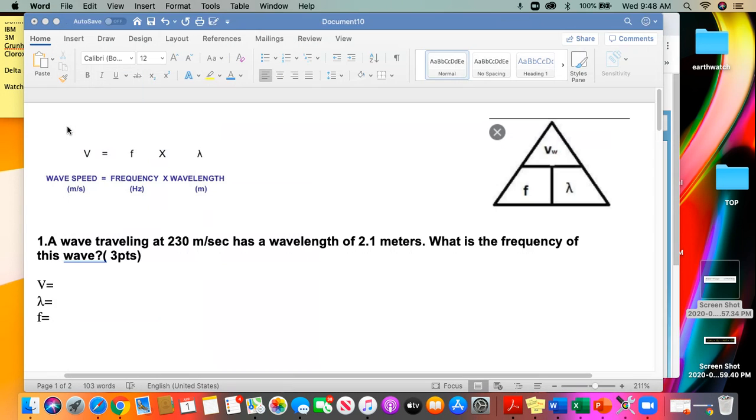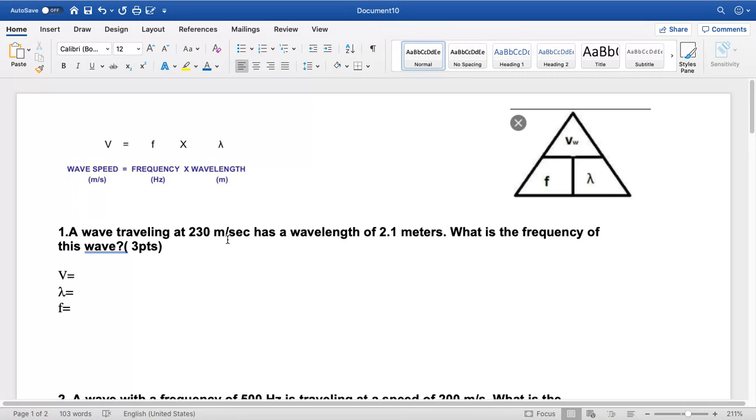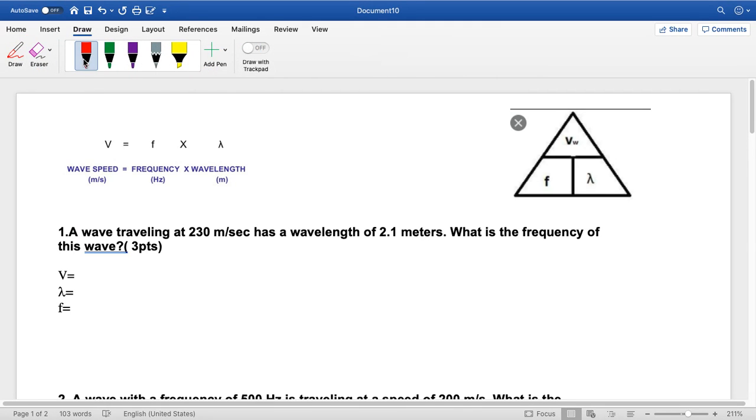All right, so today we're going to go over how to use the wave speed equation to figure out different things about waves. So this is the wave speed equation here. If we look at the wave speed equation, we have velocity, in other words, the speed of a wave. The speed of a wave is equal to the frequency of the wave multiplied times the wavelength of the wave. In other words, frequency times wavelength gives us speed.